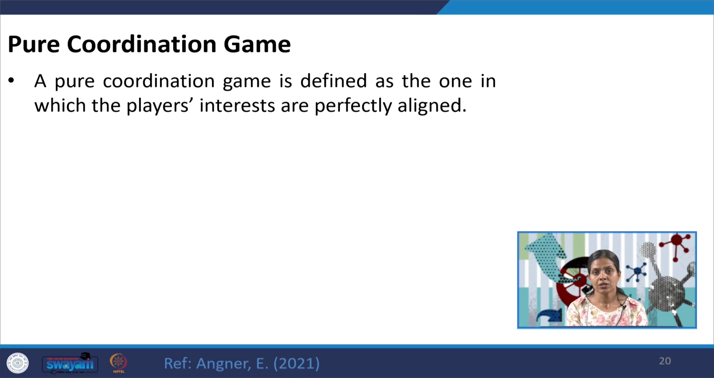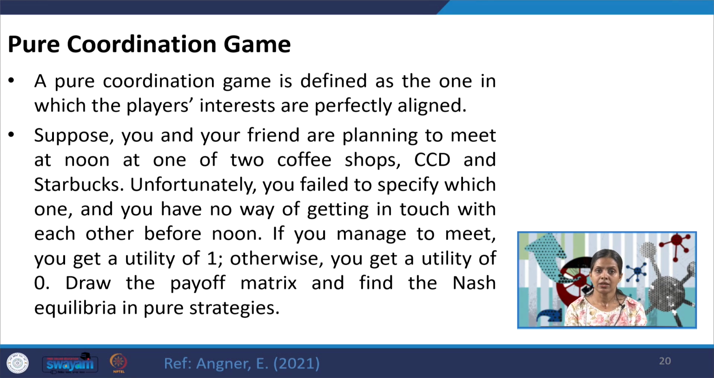A pure coordination game is defined as one in which the players' interests are perfectly aligned. Suppose you and your friend are planning to meet at noon at one of 2 coffee shops, CCD and Starbucks. Unfortunately, you failed to specify which one and you have no way of getting in touch with each other before noon. If you manage to meet, you get a utility of 1. That is, if both of you end up arriving at the same shop, you get a utility of 1, otherwise you get a utility of 0.